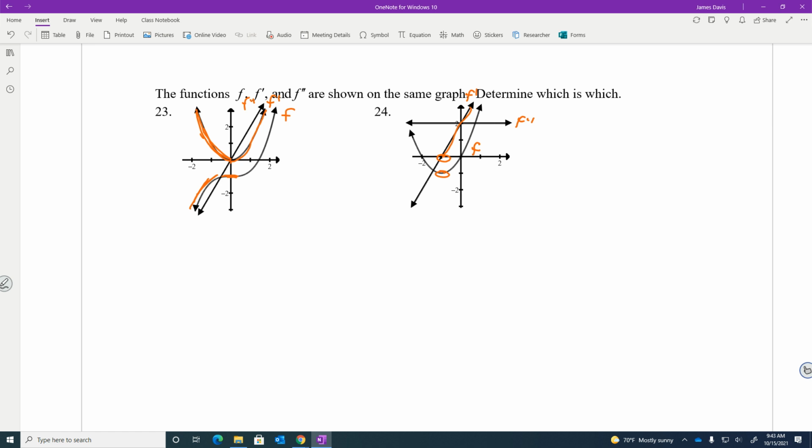So not a scientific way of figuring it out, but generally the most complicated one is the function. Don't quote me on that, but it's what it seems like to me.